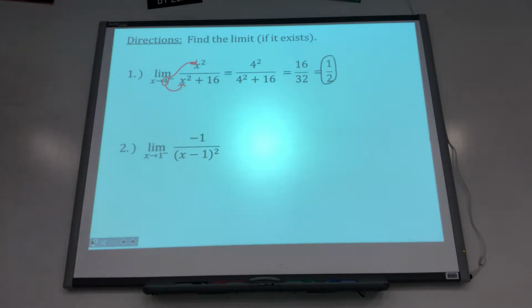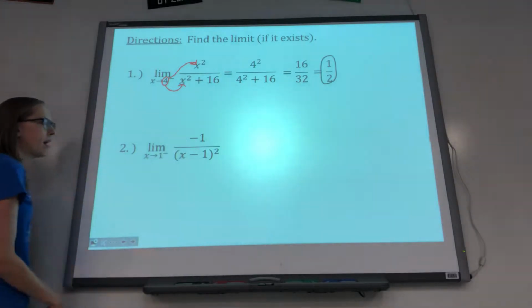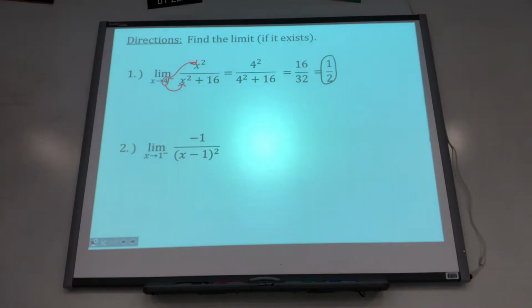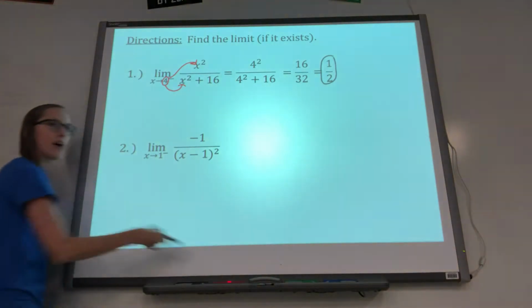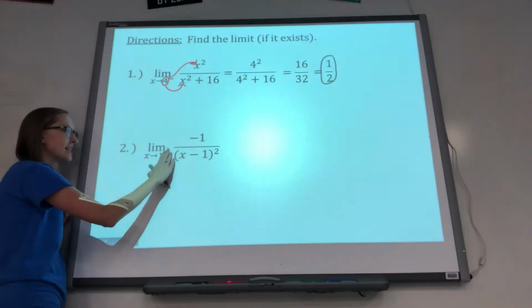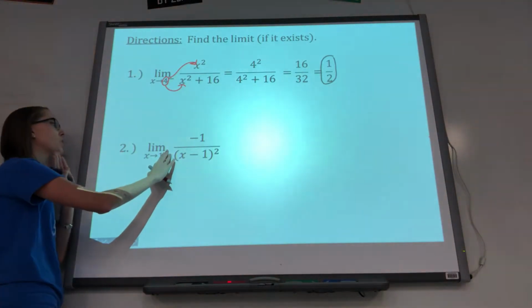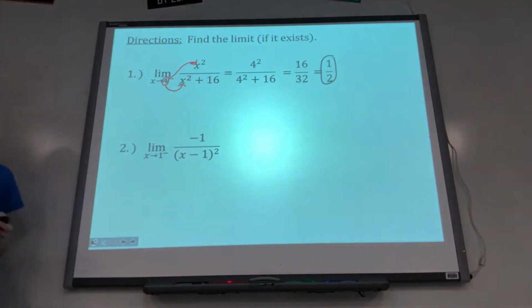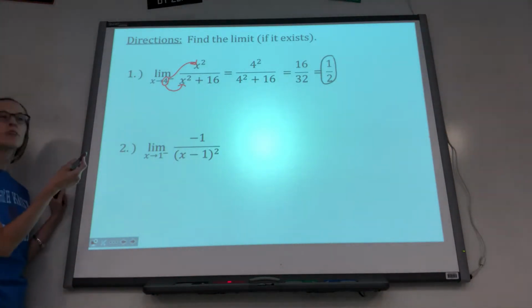Let's keep going here. Example 2, and it says the limit as x approaches 1 from the left of 1 over, negative 1 over x minus 1 squared. Now I'll try to do what I did on the last problem. If I can find the limit just as x approaches 1 from both sides, I can assume it equals the limit from the left side.